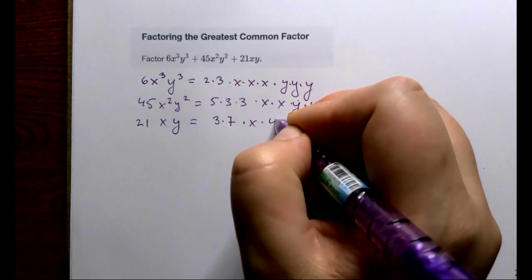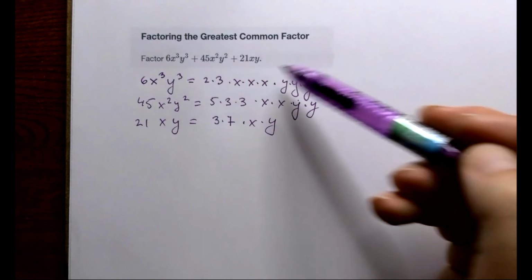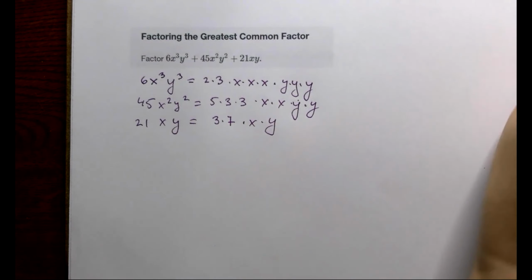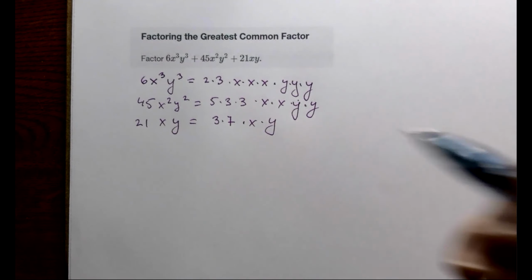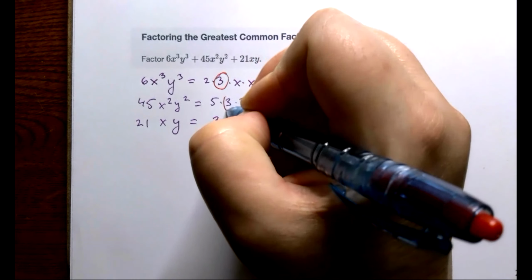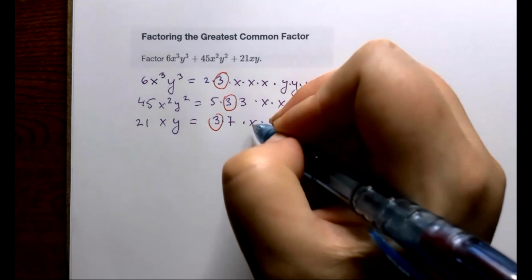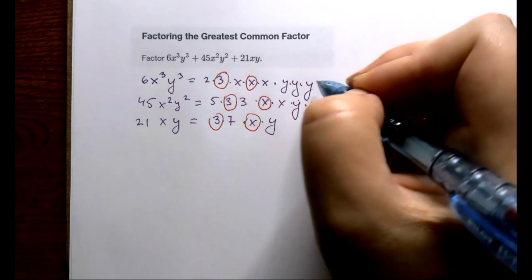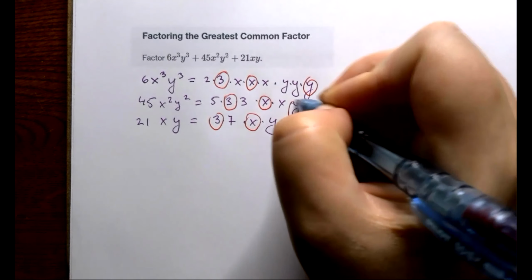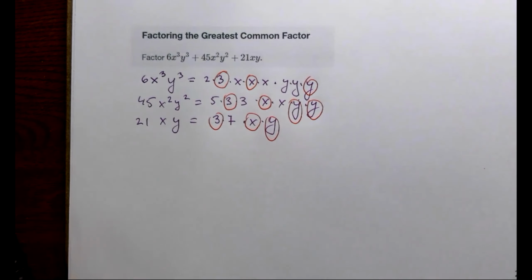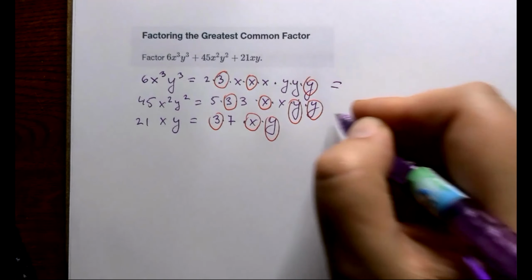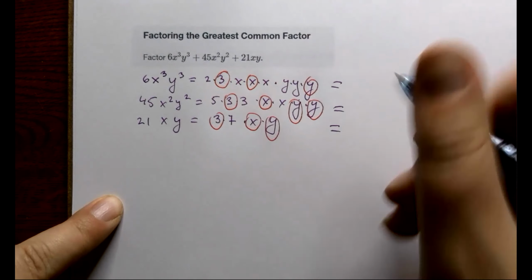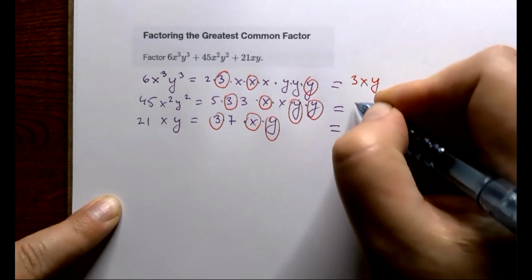So that's it. Now, when you look at all of these terms decomposed, what do you see that they share? Well, every one of them has a 3, and every one of them has an x, and every one of them has a y. Okay, good. So we found our common factor, and we're going to write it out. So 3xy for all of them.